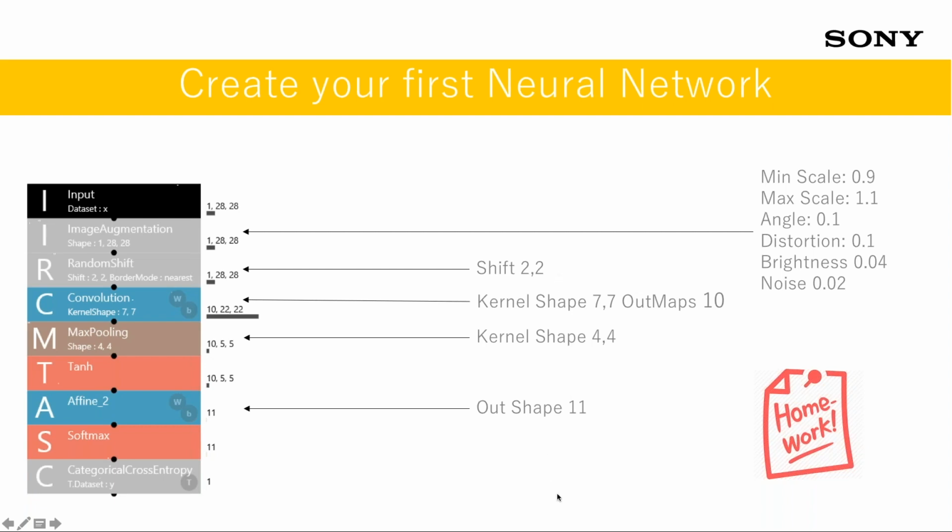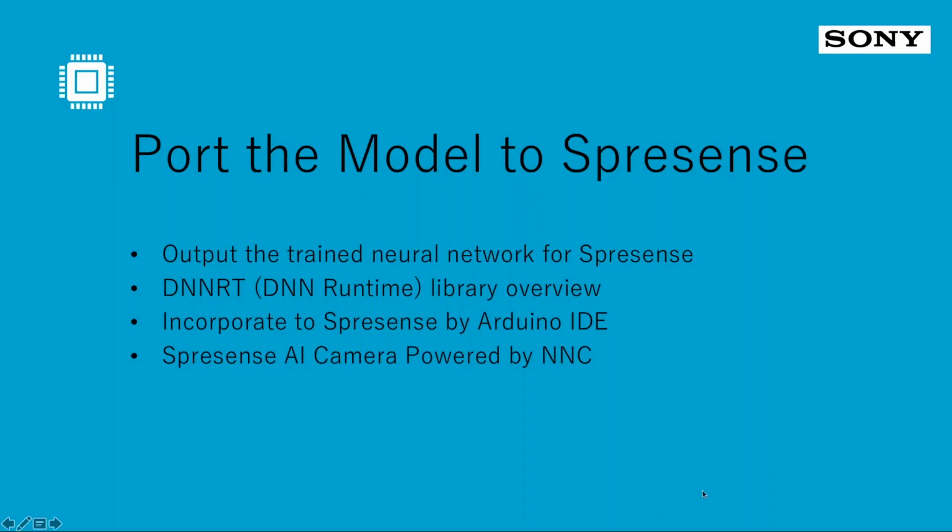So now we know how to build and design a neural network, and I guess we are more comfortable with NNC. Let's go to the next step, which is how we can port the model to Spresense. By now, you have designed your model and you want to put it on a Spresense microcontroller to build your Edge AI application. So we are going through these steps here.